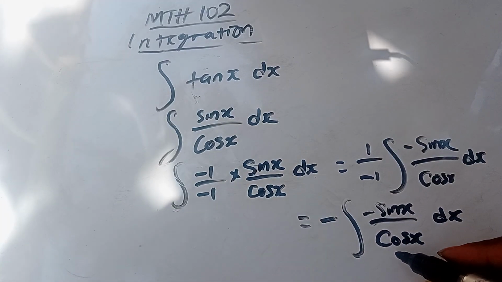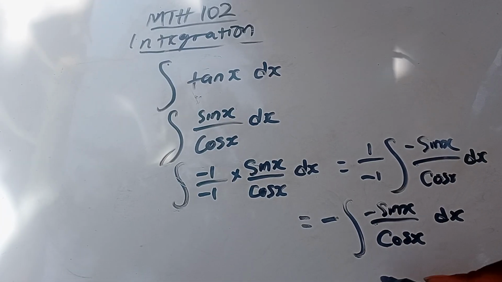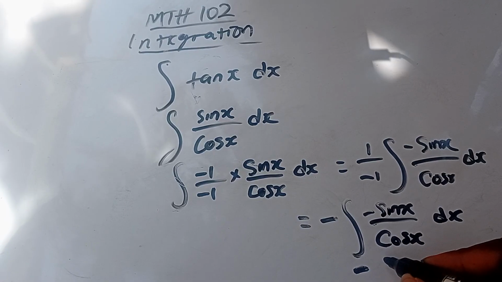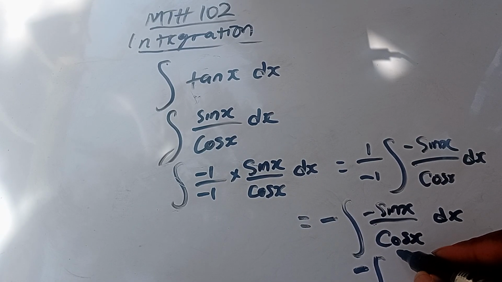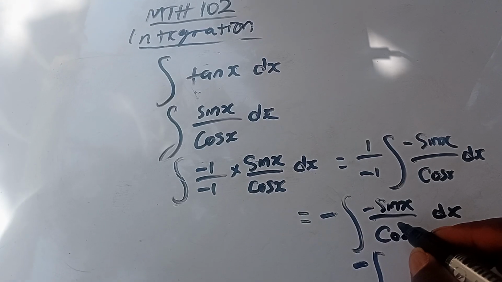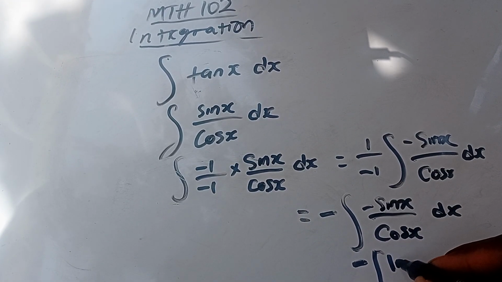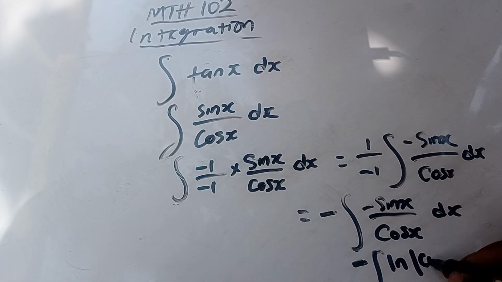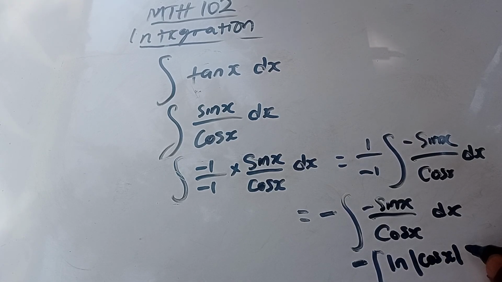Now, if you differentiate cos x, what do you get? Minus sin x. So the answer is equal to, now don't forget there's a minus outside. Since the derivative of the denominator gives us the numerator, our final answer will be what? Ln of the what? Denominator. Minus ln cos x plus c. That's the answer. So that's that for that.